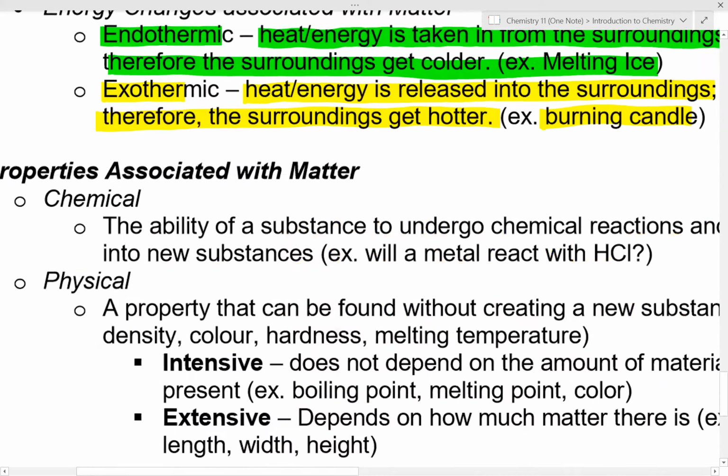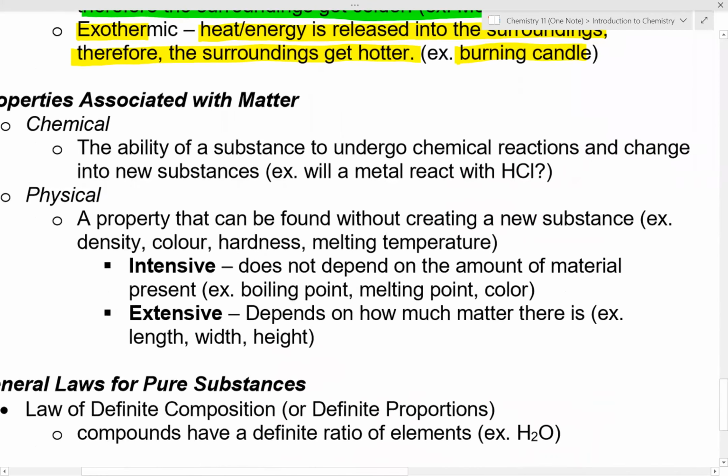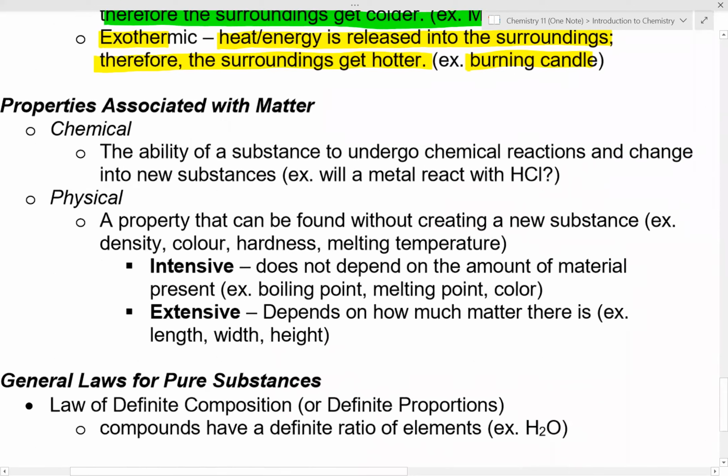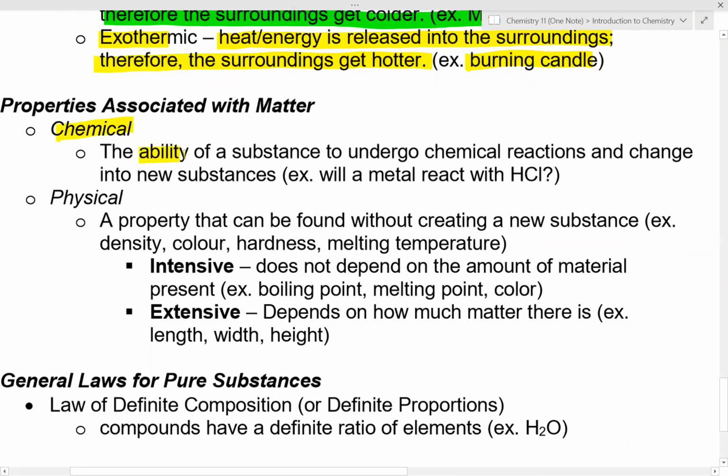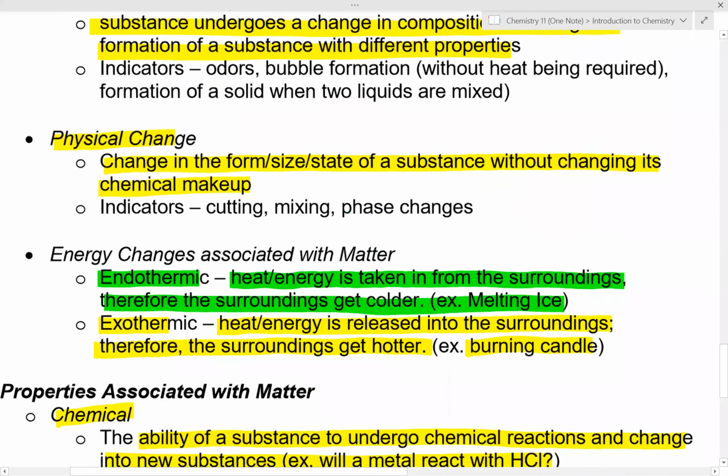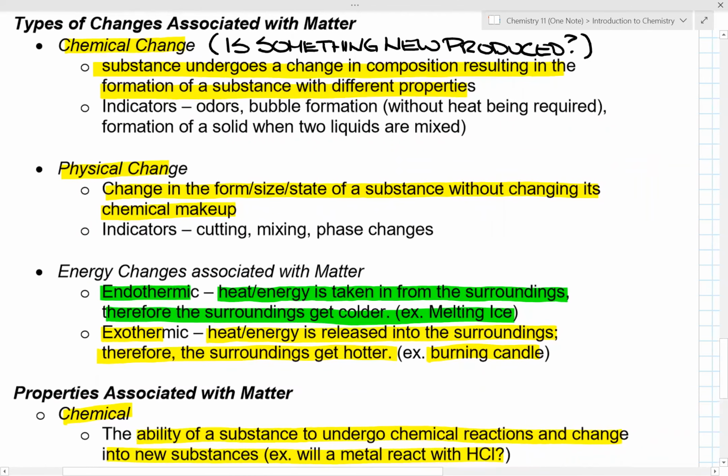Now, a couple of terms that you might not be familiar with are chemical properties, or chemical characteristics. So what is a chemical property? It is the ability of a substance to undergo chemical reactions and change into new substances. Will a metal react with, let's say, hydrochloric acid? Now, you might ask, what's the difference between a chemical change and a chemical property? A chemical change is an actual reaction, while a chemical property is the potential for reaction.